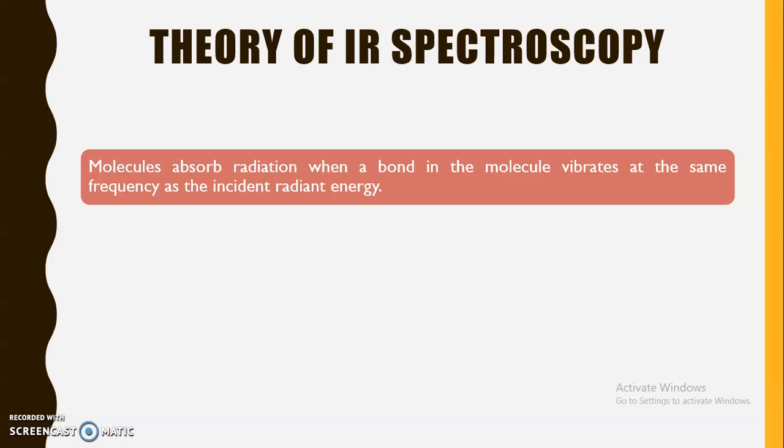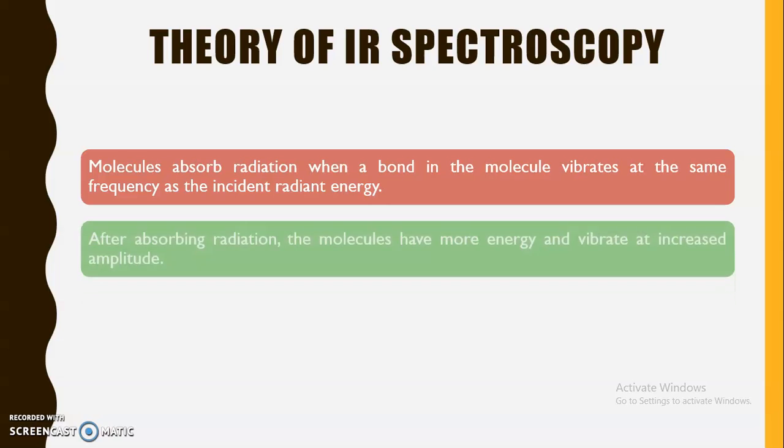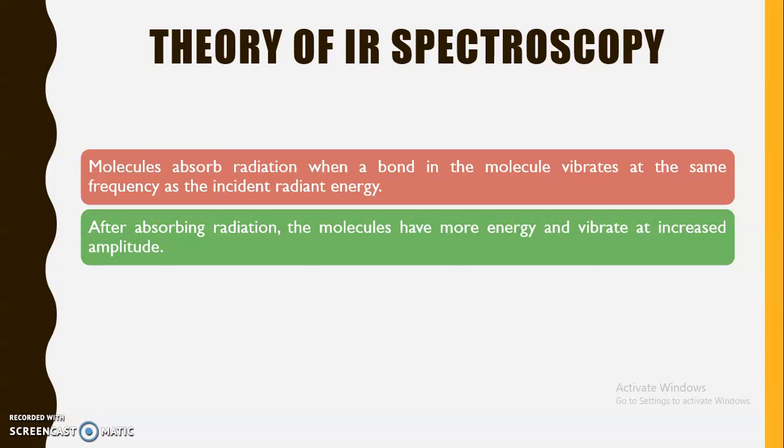So whatever these different radiations are, when they fall on the surface of that particular molecule, the bonds present in the molecule will absorb only the radiations which have the same frequency as the incident radiations. After absorbing radiations, these molecules have more energy and vibrate at increased amplitude.